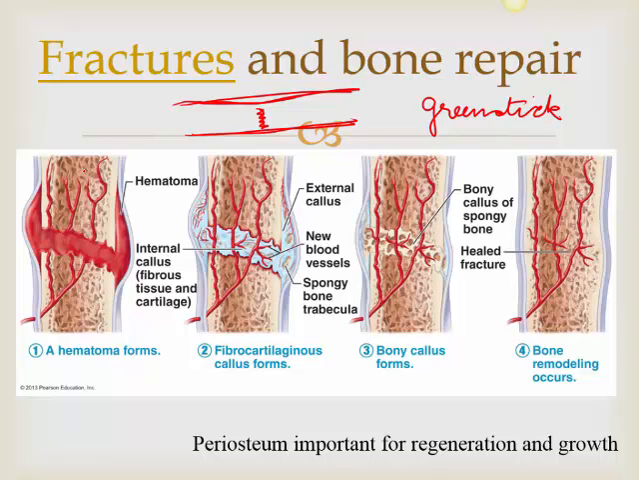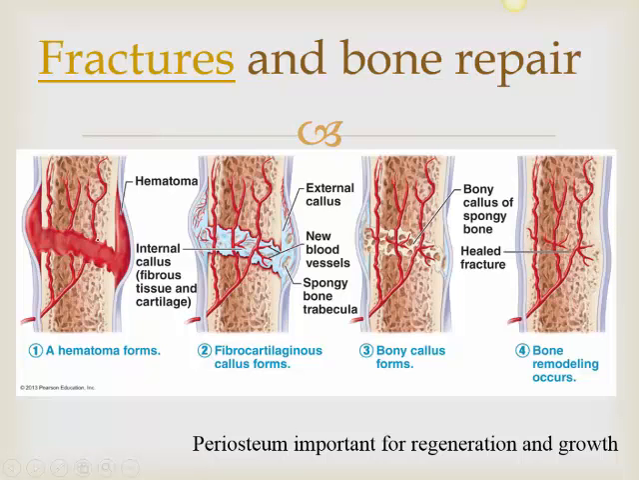But otherwise, in an adult bone, when a fracture occurs, you can see the various stages up here. First, there is blood because the blood vessels in the bone are ruptured. So you get a swelling, that's called a hematoma, which is a collection of blood.